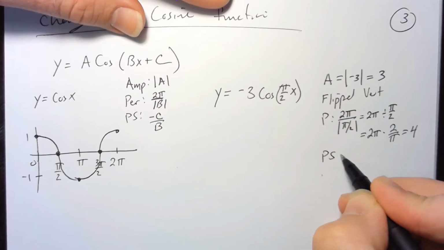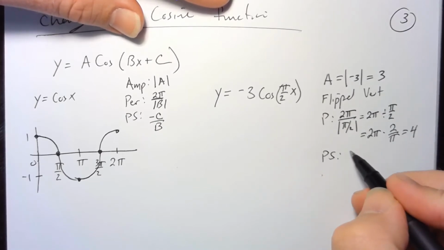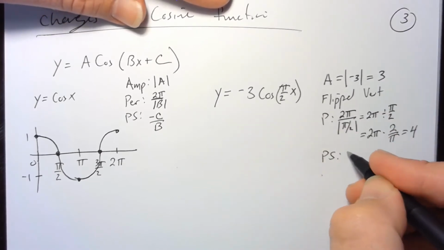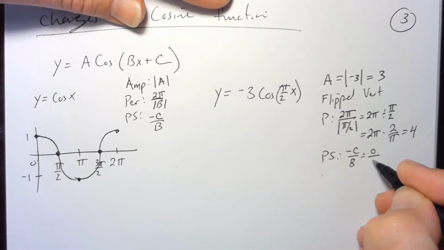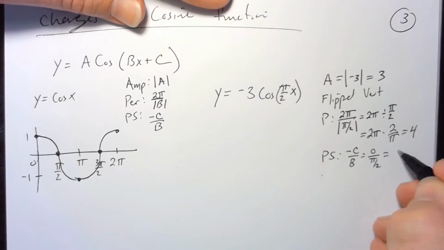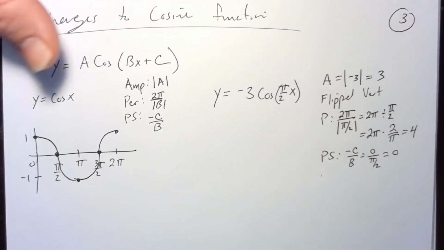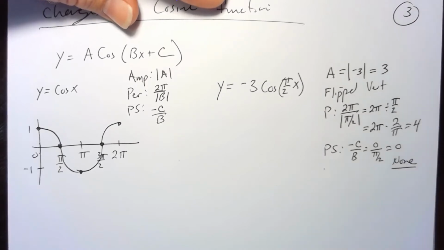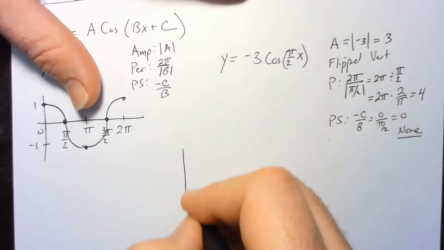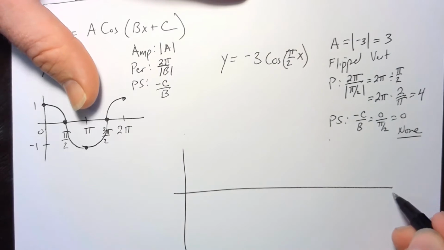Last thing I'm going to make note of is my phase shift. Notice that there's no plus c value or minus c value, and that's supposed to be negative c divided by b, in which case it's going to be 0 divided by pi over 2, but 0 divided by anything is still 0. So there is not going to be any phase shift. Again, if you're asked about the phase shift, you could say none in that particular case. So let's go ahead and graph this function. I'm going to go ahead and draw my basic same axes x and y.